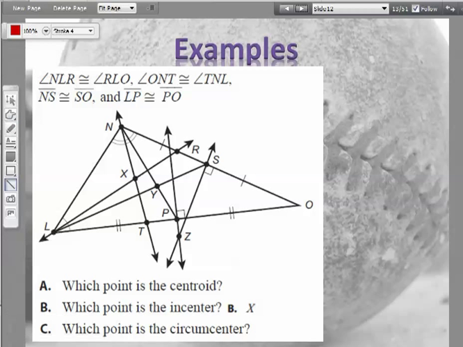Let me get this palette out of my way. Which point is the circumcenter? Remember, your circumcenter is all of your perpendicular bisectors. And right here, we know our perpendicular bisectors because perpendicular lines create right angles. So let's see. And there's perpendicular, and there's perpendicular.